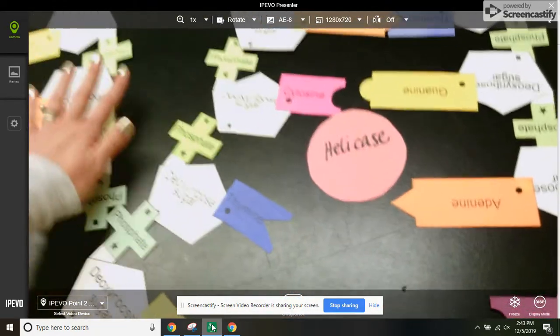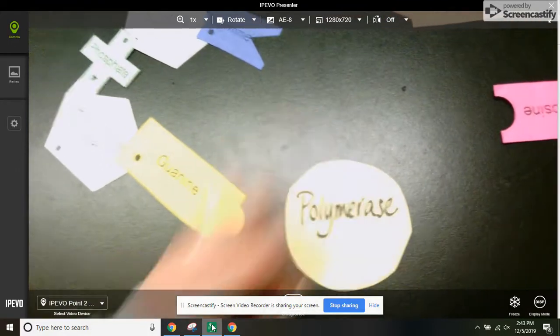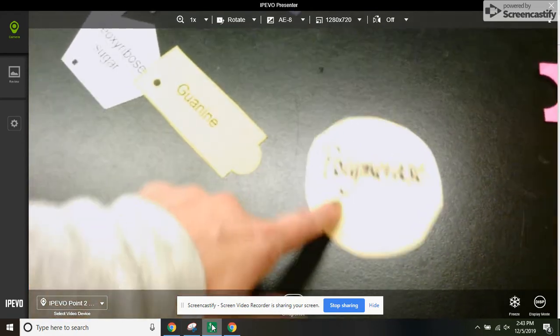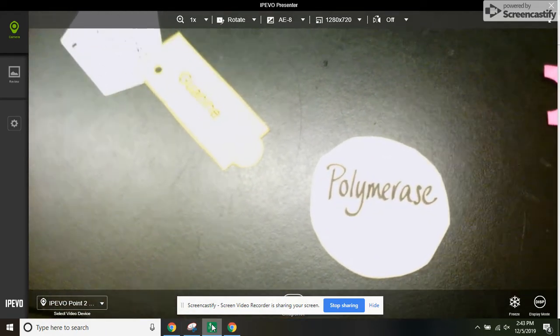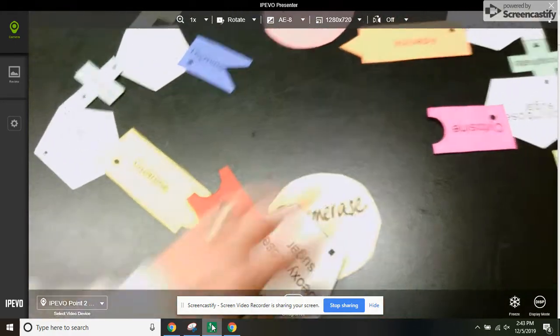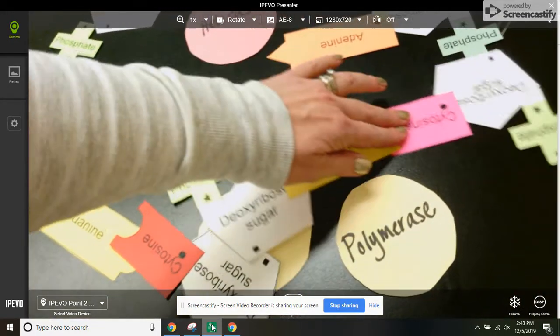Now, as helicase does this, a second enzyme shows up on the scene, and that is DNA polymerase. DNA polymerase has a couple jobs. The first job that it's going to do is make sure that base pairs match up properly. So it's going to make sure that across from a guanine, we get a cytosine. And on the other half of the strand, over here, we're going to have a guanine matching up with the cytosine.